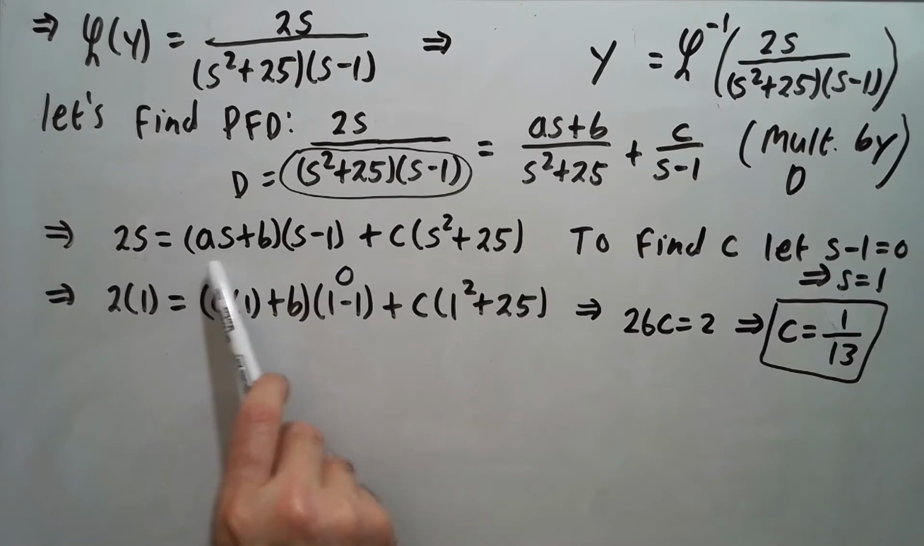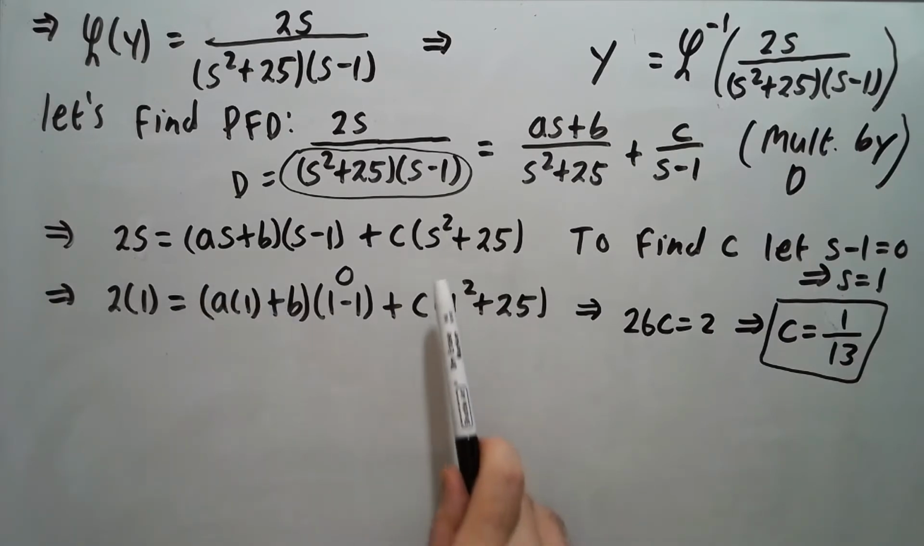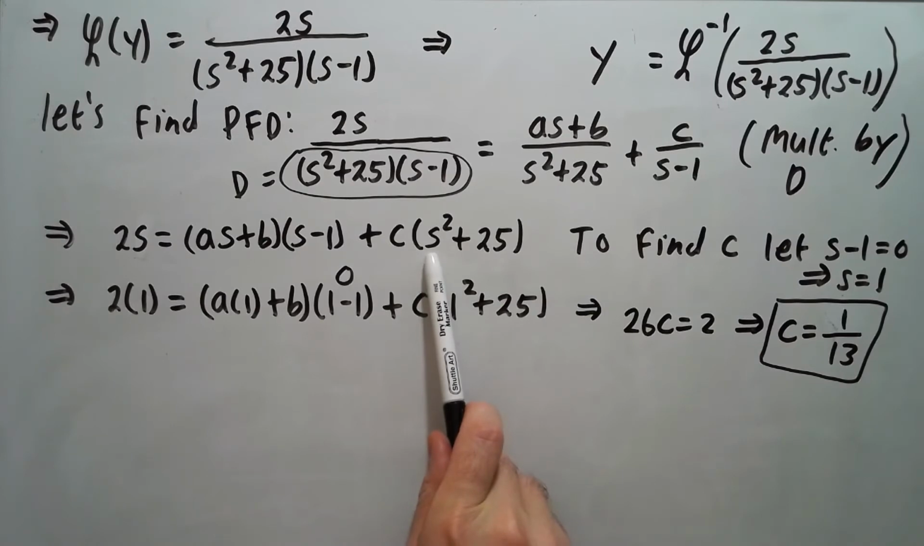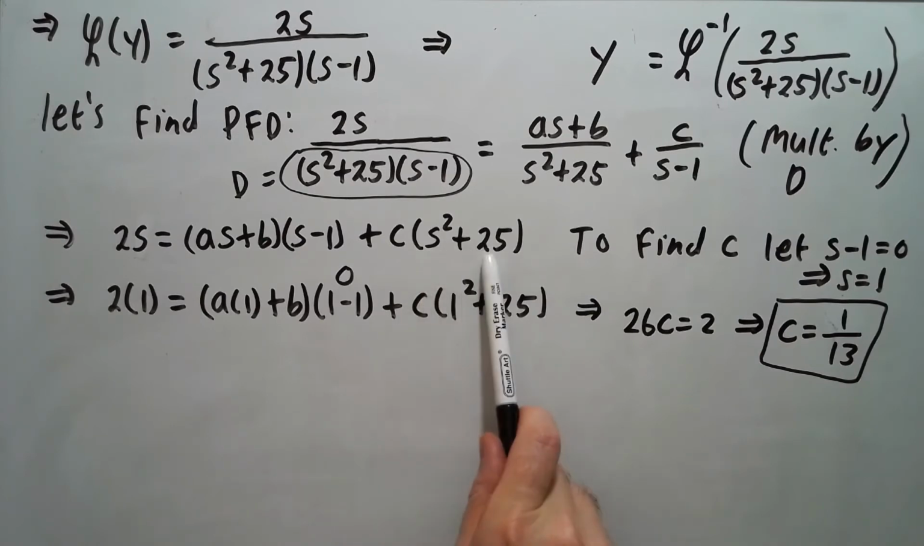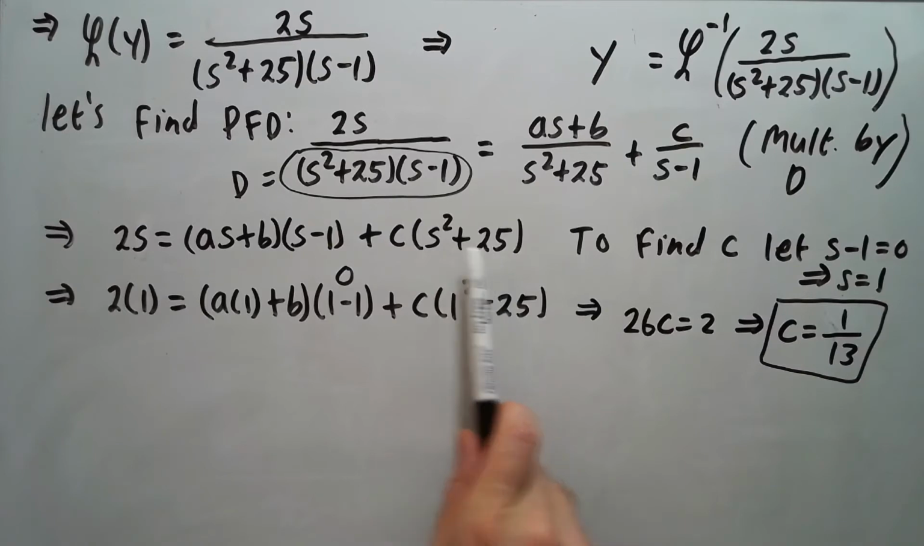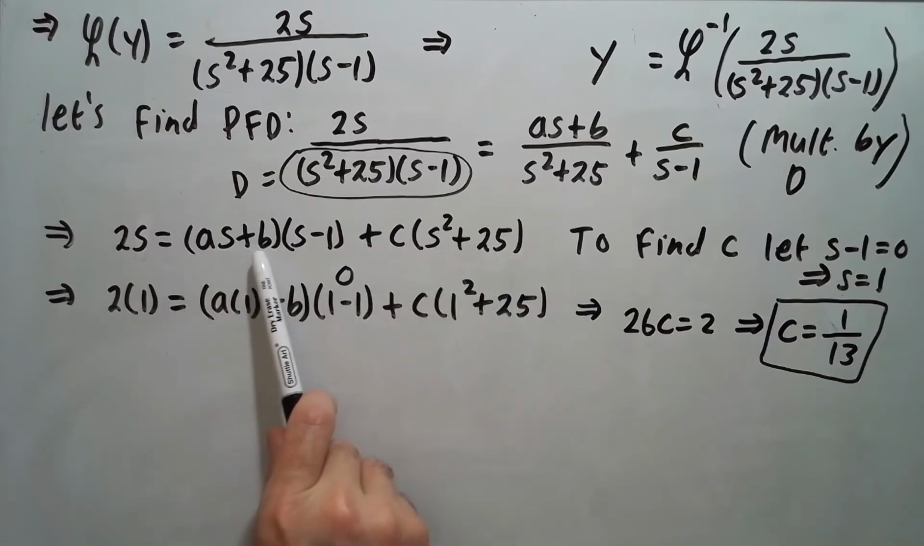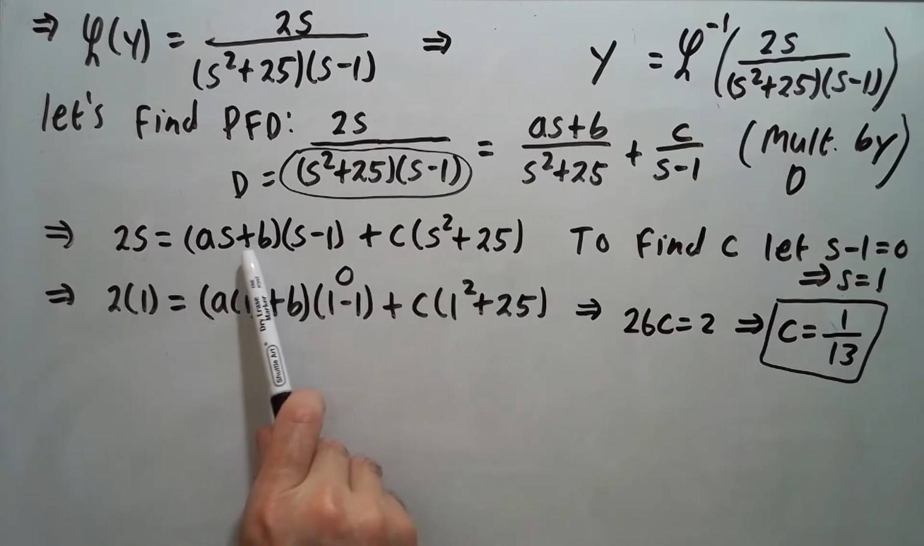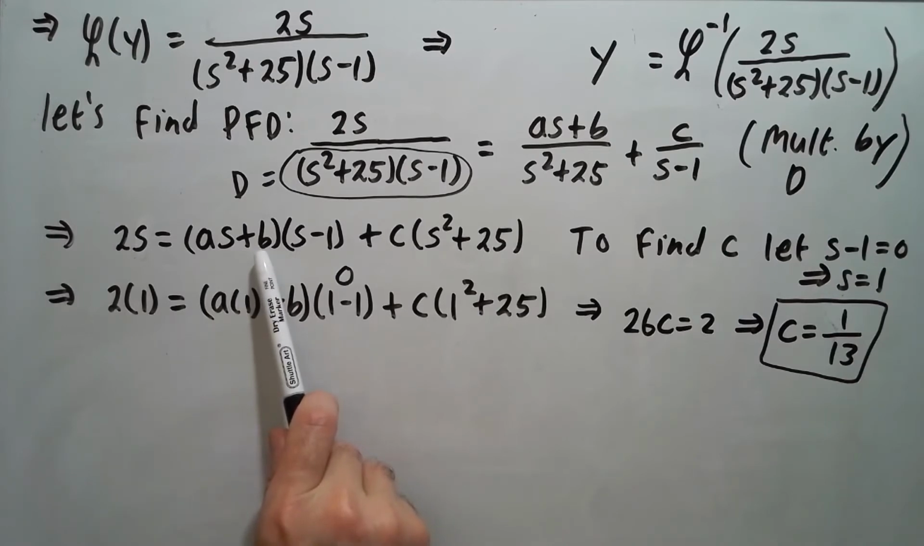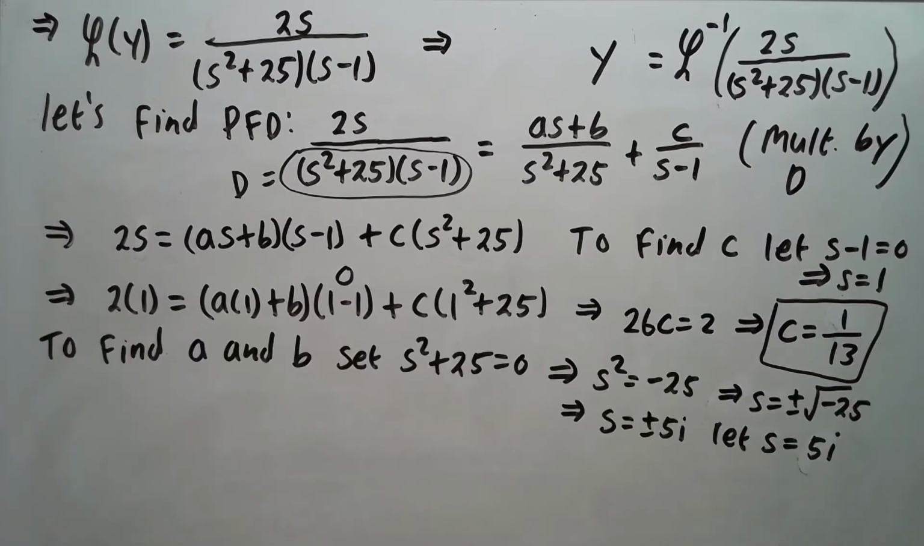Now I still need to find a and b. Next, I'm going to show you that if I chose s squared plus 25 to be 0, then I'd be able to find both a and b at the same time. So let's note that here. Okay, so I claim to find both a and b at the same time. I'm going to set s squared plus 25 equal to 0.